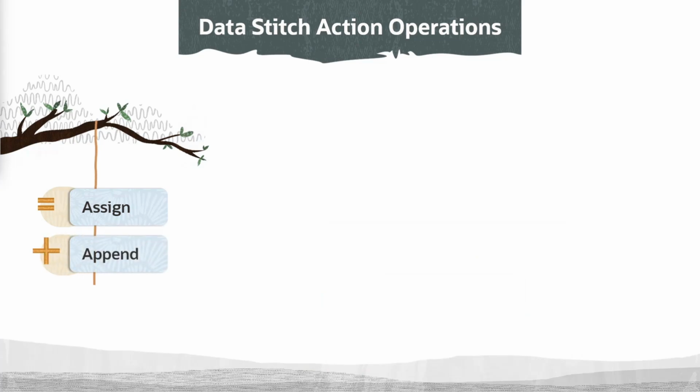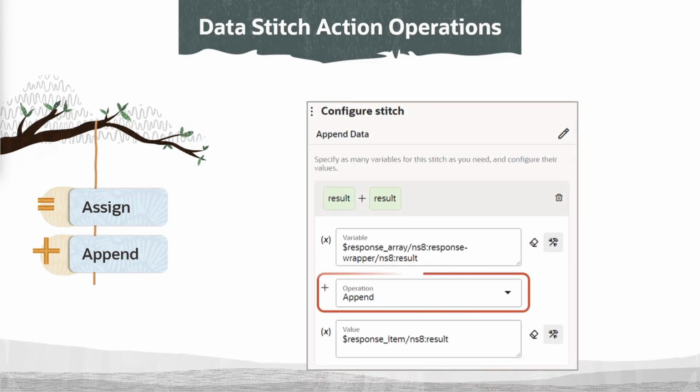The append operation adds data at the end of a repeating unbounded target element or after a selected element or value. For example, say you have an existing purchase order payload containing 5 lines of items and you want to add a 6th line. The stitch action enables you to append another item to the existing array in the purchase order.